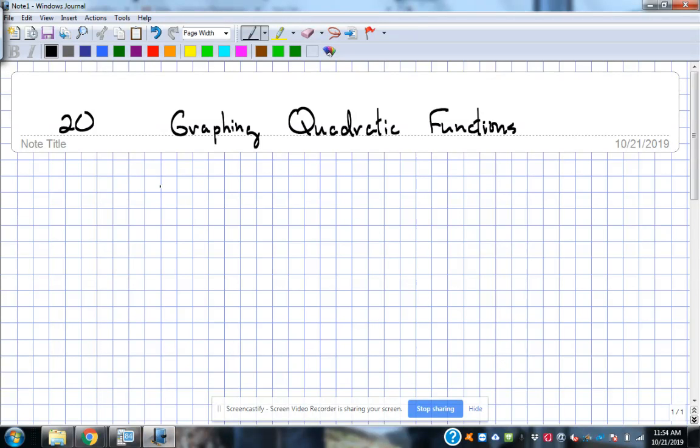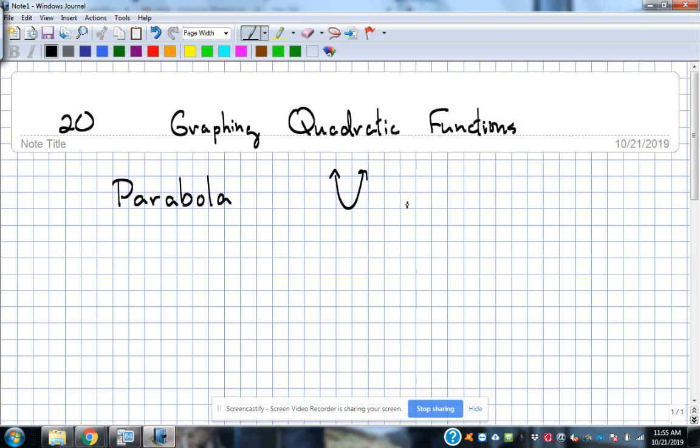The shape that a quadratic function has when you graph it is called a parabola. P-A-R-A-B-O-L-A. Parabola. Okay. Don't say it "parabola" because then it sounds like some disease in Africa. But it's parabola is what that is. And it looks like this. It's kind of a U-looking shape.